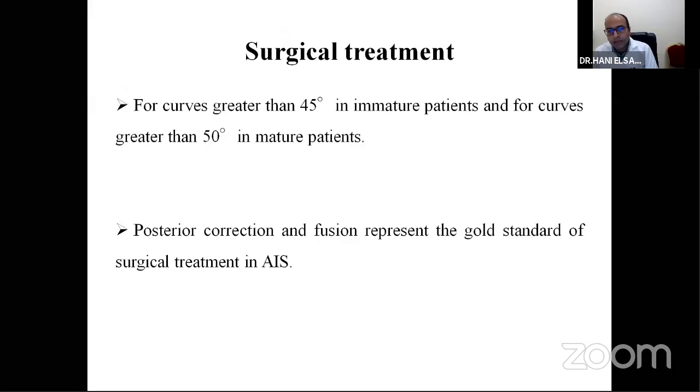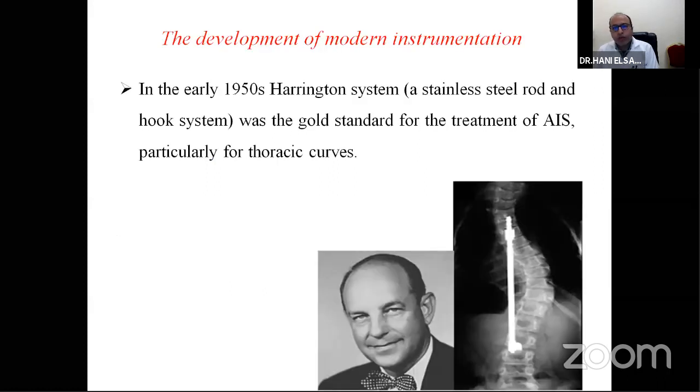Surgery is indicated when curves exceed 45 degrees in an immature patient and for curves greater than 50 degrees in a mature patient. Of course, posterior correction and fusion represent the gold standard of surgical treatment in EIS. The development of modern instrumentation for posterior correction of cases of EIS began with the Harrington system in the 1950s. He designed this stainless steel rod and hook system, which was the gold standard for the treatment of cases of EIS, particularly for thoracic curves.